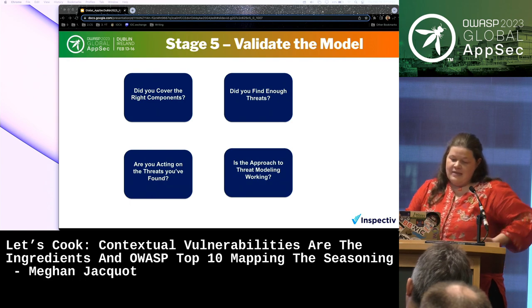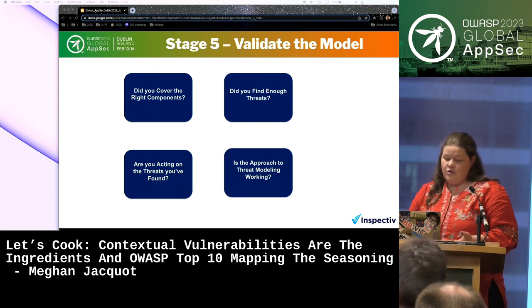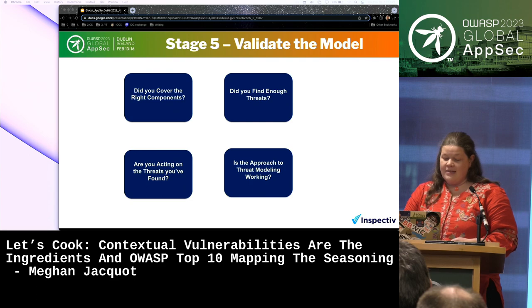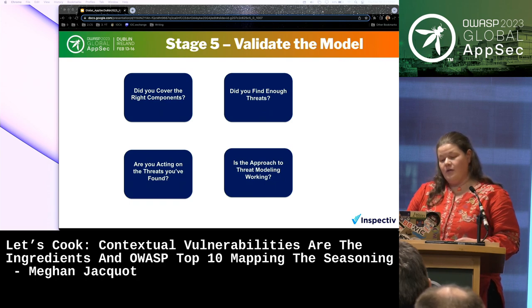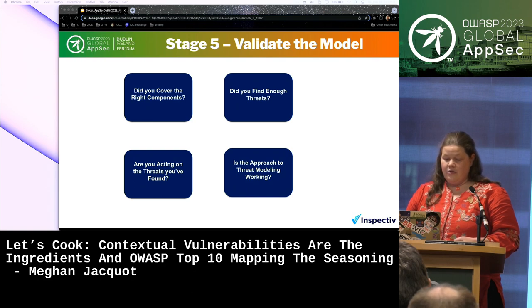And all of that ties into this piece around, is the approach to threat modeling working? So as an organization, can you say that we're providing value? How are we measuring that? Are we looking at how people are being trained? Are we looking at the success rate of mitigations?